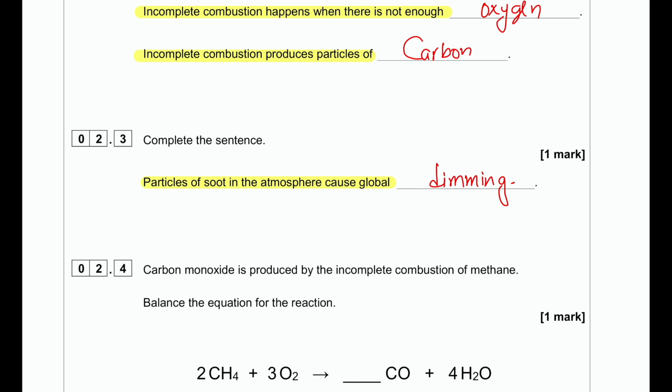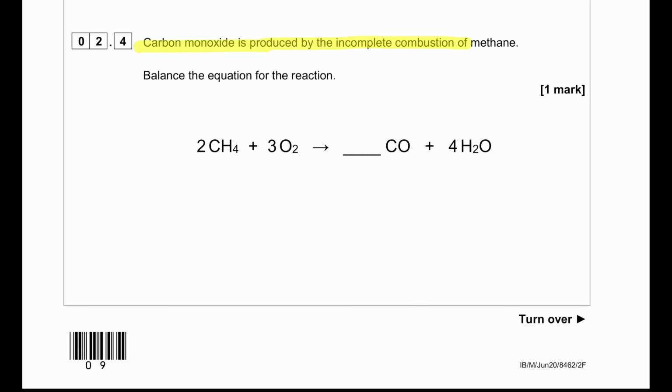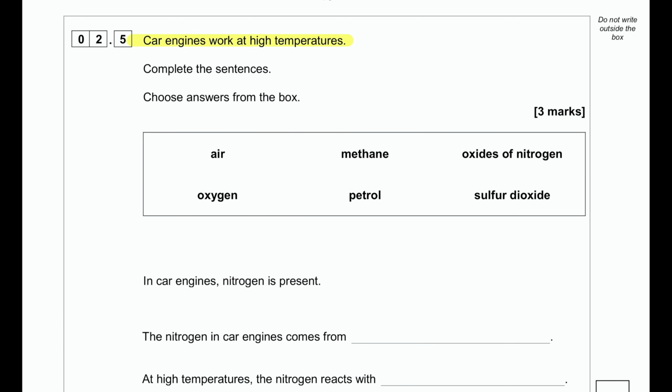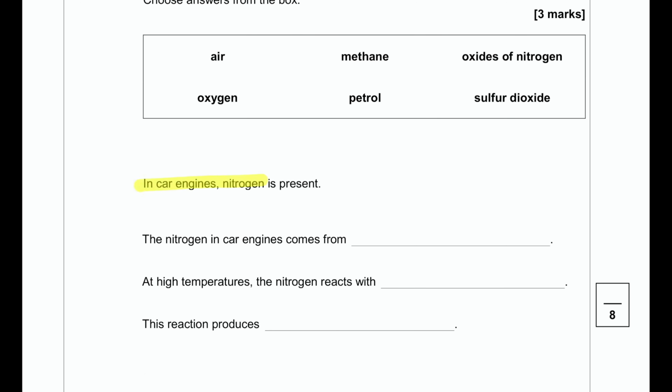Guys, for example, if there is a release of methane gas, then we will say global warming, CO2, global warming. However, carbon dust particles cause global dimming, meaning that the sky is no longer as bright as it should be. Carbon monoxide is produced by incomplete combustion of methane. That is the equation. There are 2 carbons on the left-hand side producing 2 carbon monoxide. Car engines work at high temperature, alright? In car engines, nitrogen is present. Nitrogen in a car engine comes from the air, definitely.